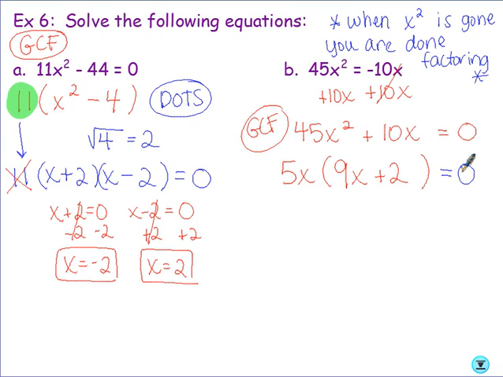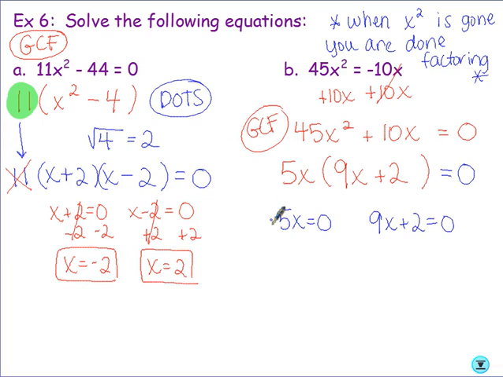Okay, it's a slightly different question. Does my GCF have an x with it? And the answer is yes. If it does, this is technically your first parenthesis. We're going to say 5x equals 0 and 9x plus 2 equals 0. So anytime your GCF has an x, it's your A.